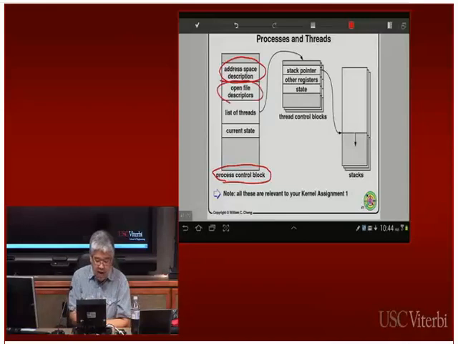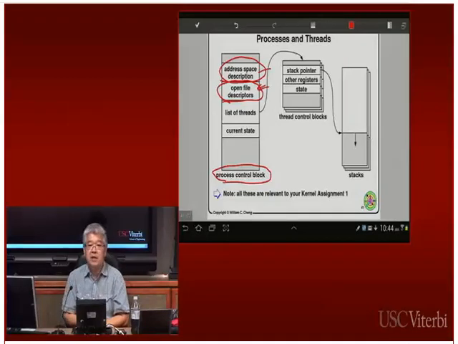There are open file descriptors. We mentioned the file descriptor table is a kernel data structure, and it's kept track of in the process control block. So for every process, you have a separate address space. You have a separate array of open file descriptors. It has a list of threads, so the threads are kept in a list.